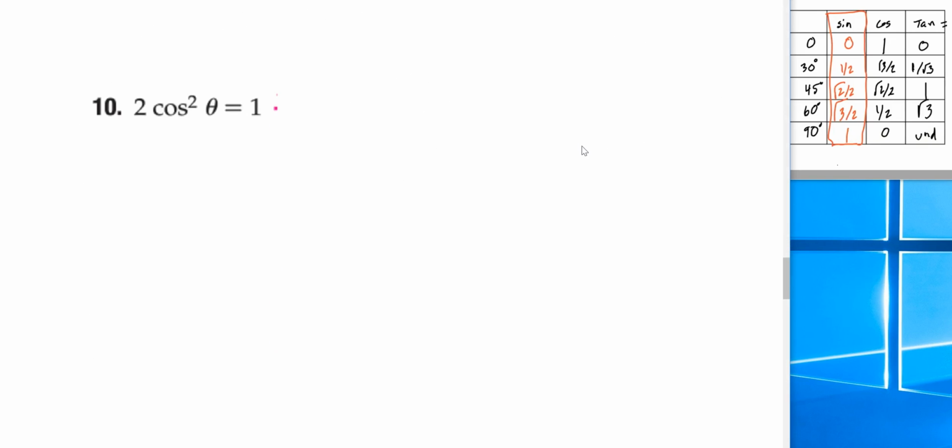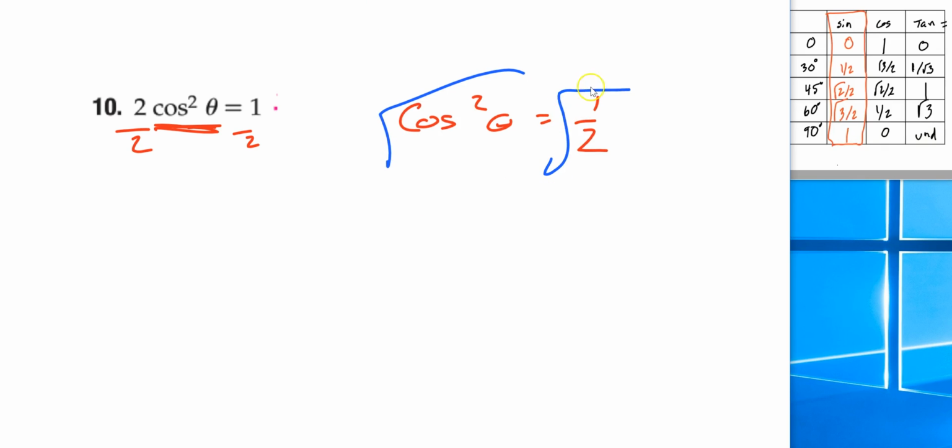Again, a couple more. 2 cosine squared theta equals 1. So again, notice there's only one trig function, so we're going to try to solve for it. Let's divide by 2 first. Cosine squared theta equals 1/2. Now you might be thinking, how do I get rid of the square? Well, we square root it. Cosine theta equals square root of 1/2. Now here's a tricky thing. Remember, you can separate it. Square root of 1 is 1. Square root of rad 2, you can't. So I get this. And don't forget, the square root is plus and minus. So actually here, cosine can be plus 1 over rad 2, minus 1 over rad 2.